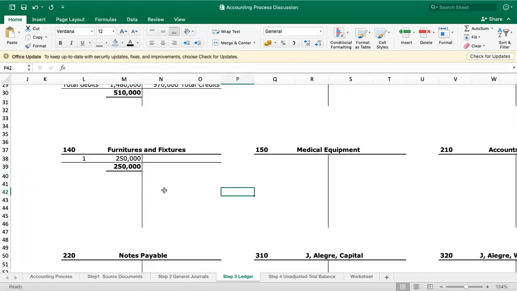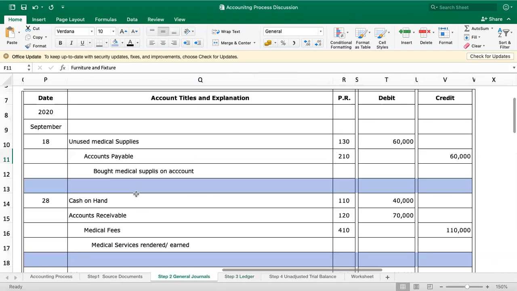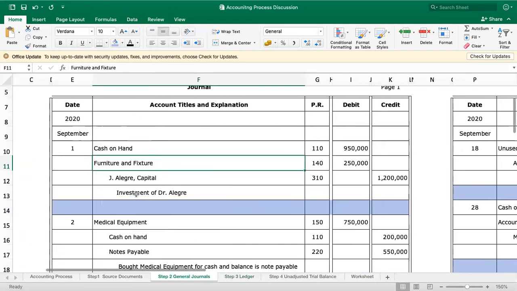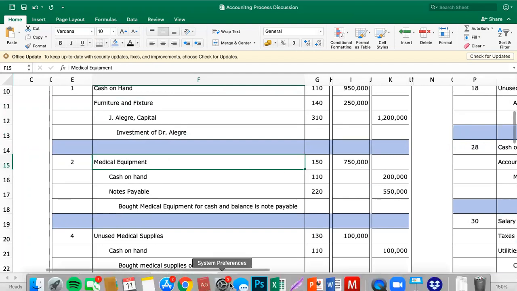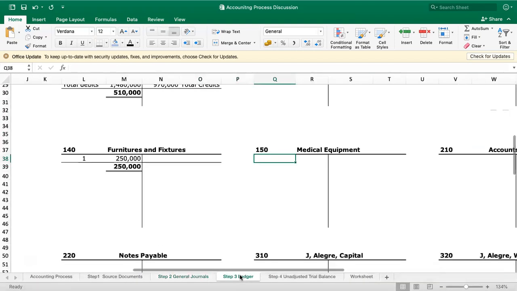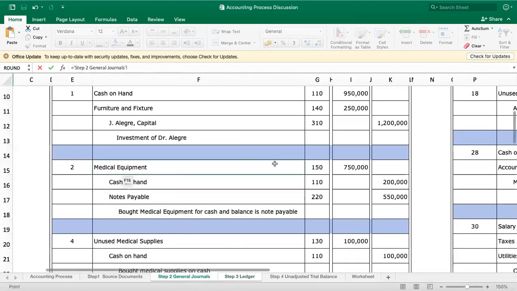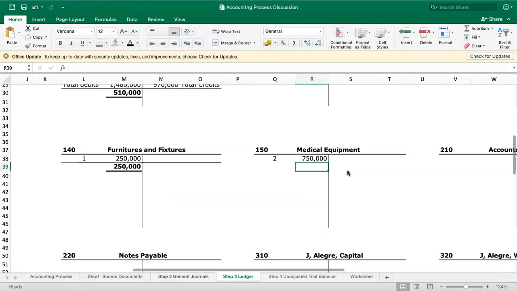Okay. Next is medical equipment account. This is also an asset account. So let's go back to the general journal to find transactions affecting our medical equipment account. Wala sa September 1. Ayan, September 2. We have medical equipment debit 750,000. Therefore, that is September 2, 750,000 debit.